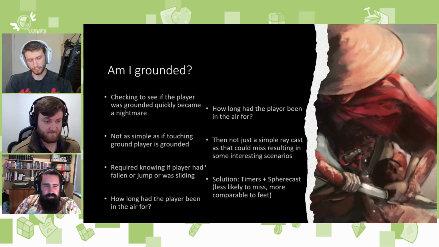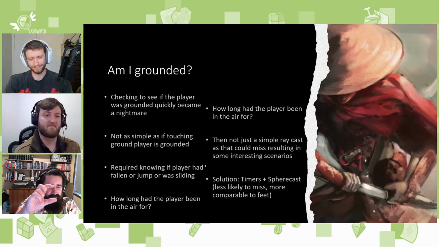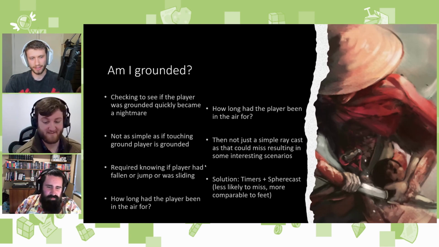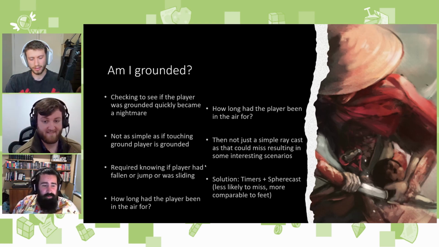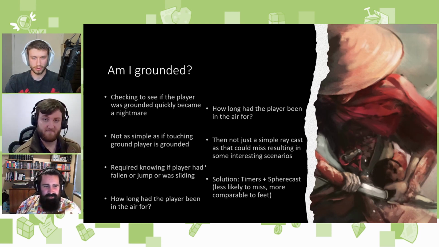And then there were some issues with sliding, where we'd shrink the character and all of a sudden they would be in the air because of the way Unity shrinks things. It shrinks from the middle, so they would suddenly be up in the air and wouldn't come back down. So there were some checks there. Long story short, the solution was a whole bunch of timers and sphere casts, and now it's less likely to miss the grounded checks.